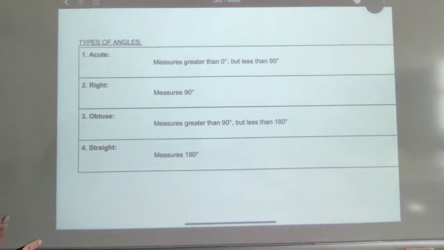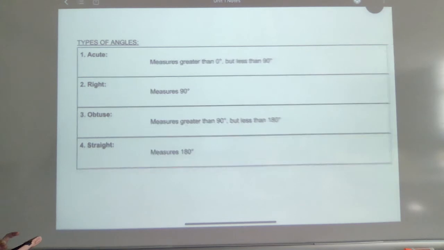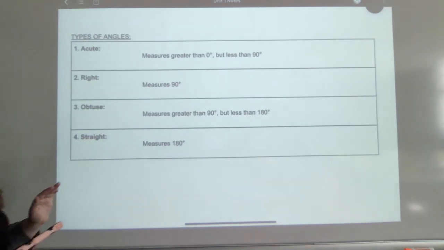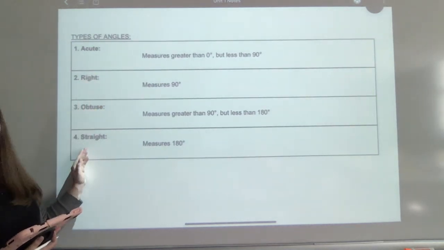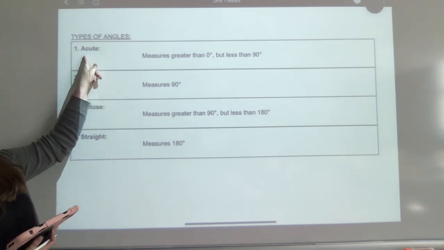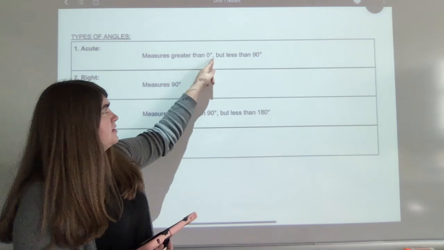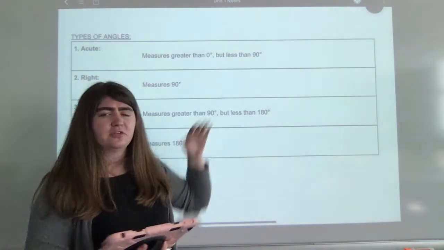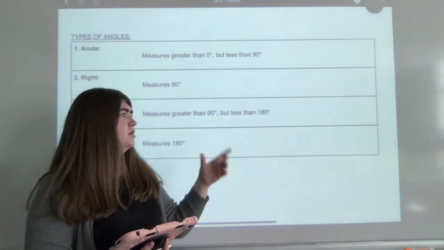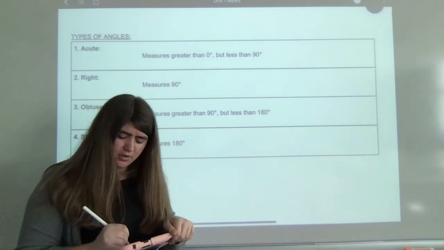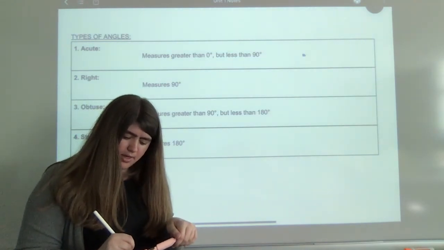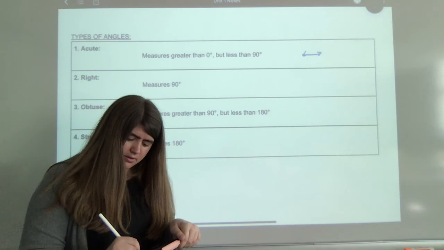Now we have a few more types of angles here, and we'll go ahead and draw some pictures to the right of what these look like. So we have 4 types of angles here. The first one is acute. An acute angle measures greater than 0 degrees but less than 90 degrees. So it's greater than a ray but smaller than a right angle. So it looks something like this.